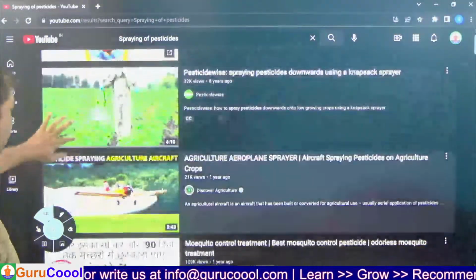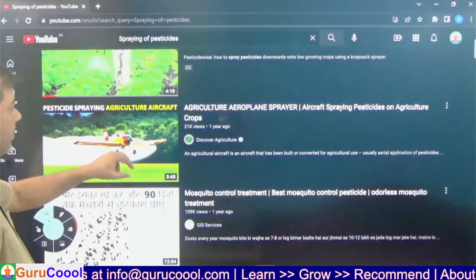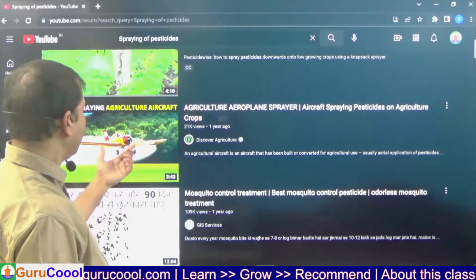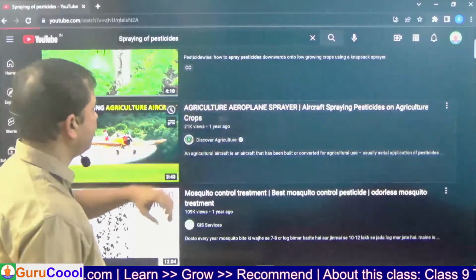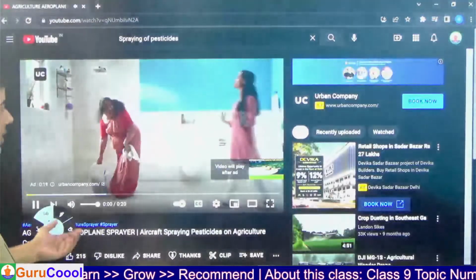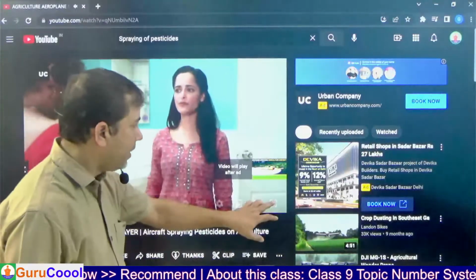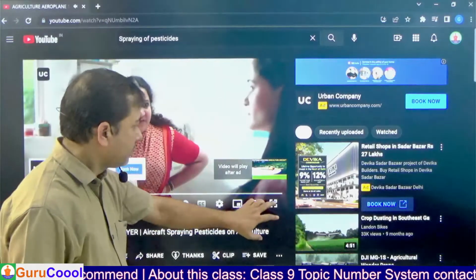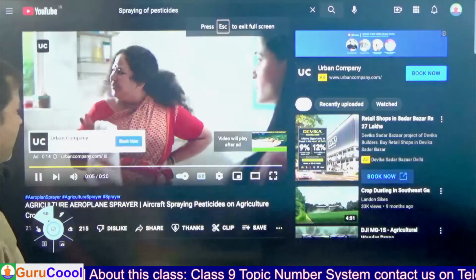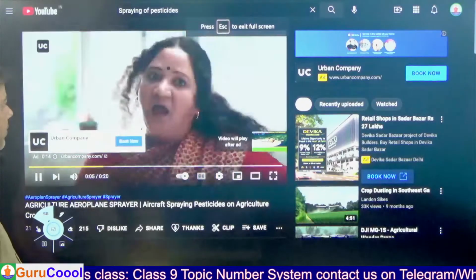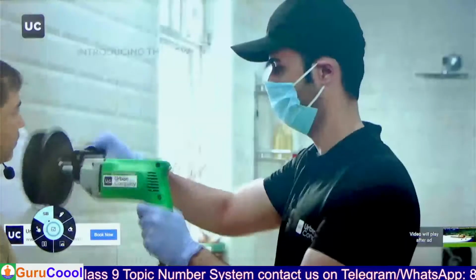This is manual spraying. Sometimes spraying can be done with the help of helicopters as well, Okay, sir. But that is applicable for big farming lands on a very large scale. Very big farmers can only use this process. Okay, sir.